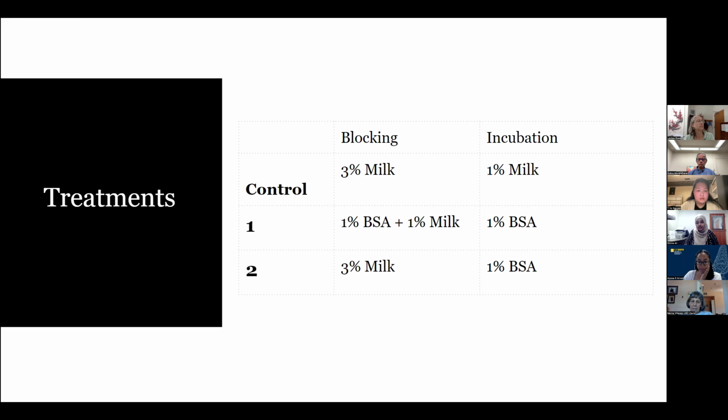So for the second half of my experiment, I changed my treatments. Ultimately, I took casein out of the picture entirely, and my control was the same, the 3% milk for the blocking, and then for the incubation, the 1% milk, which is how we typically do it. For the second treatment, I did 1% BSA with 1% milk for the blocking, and then I incubated it with 1% BSA, that's when I'm doing the primary and secondary steps. And then my last treatment was the 3% milk for the blocking, and then the 1% BSA for the incubation step.